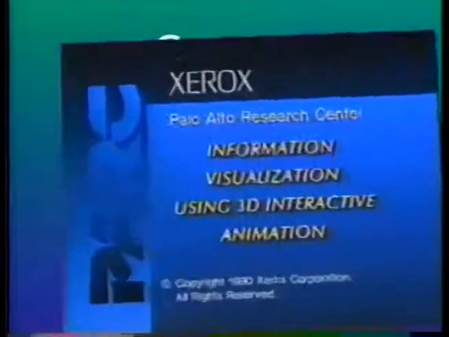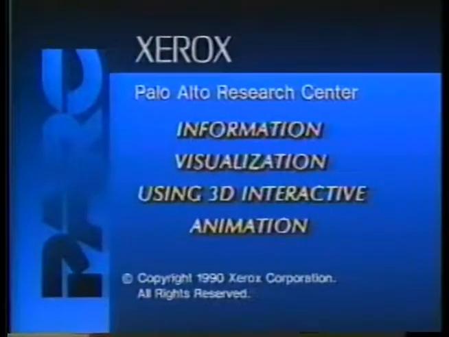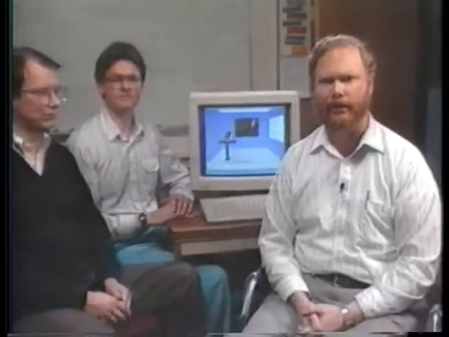Information visualization uses computer graphics and interactive animation to stimulate recognition of patterns and structure in large information spaces. It does so by exploiting the human perceptual system in ways similar to scientific visualization. In this videotape, Jock, Stu, and I are going to show you the use of information visualization to access information both by content and by structure.